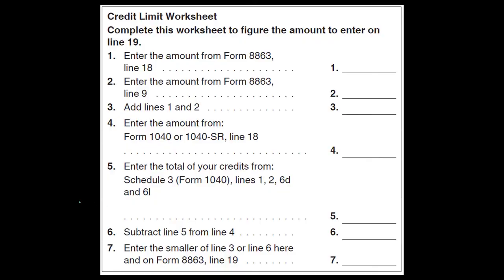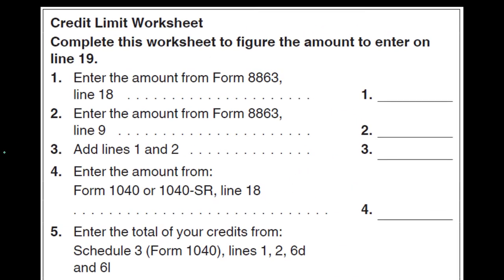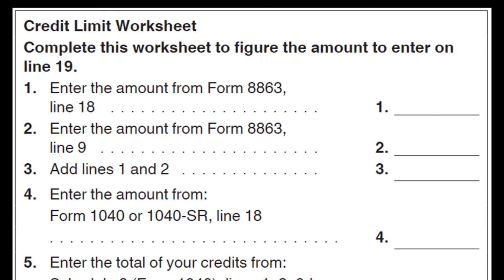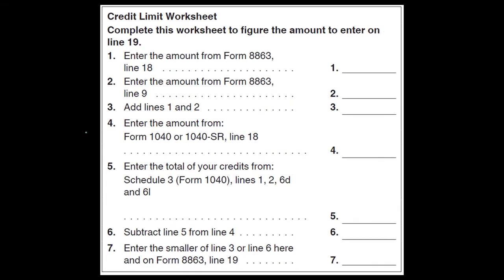Okay, so here's the credit limit worksheet. Complete this worksheet to figure the amount to enter on line 19. Enter the amount from form 8863, line 18. Enter the amount from line, add lines 1 and 2. So I won't go through this whole thing. We can see kind of like the worksheet on the tax software, so we might dive into that in a bit more detail on the software.